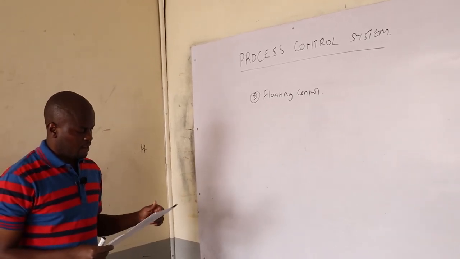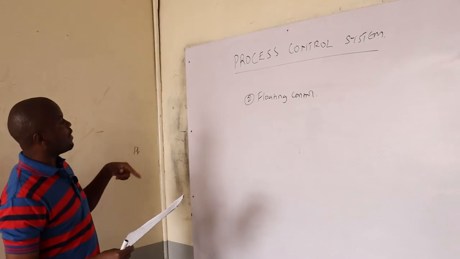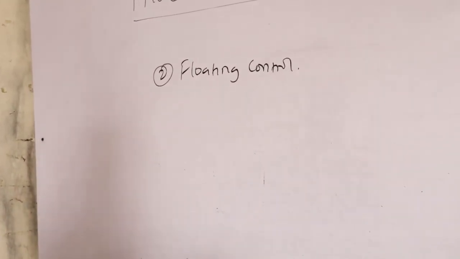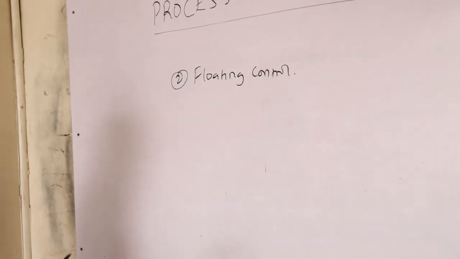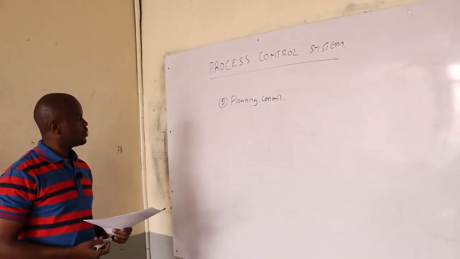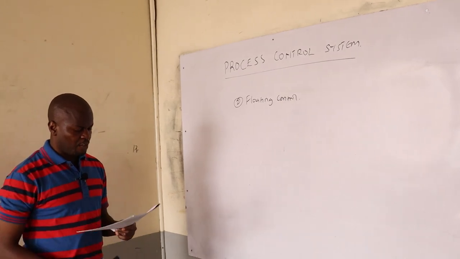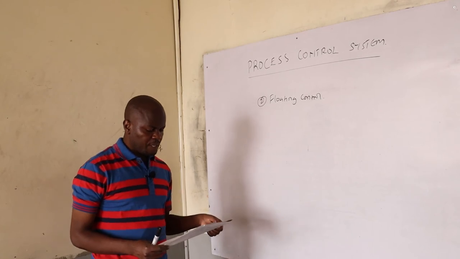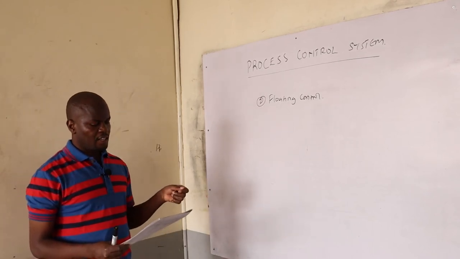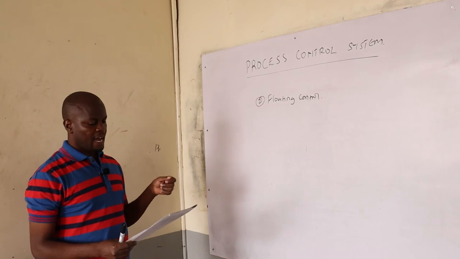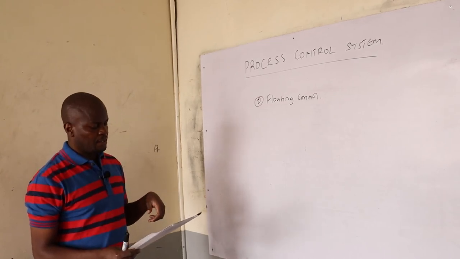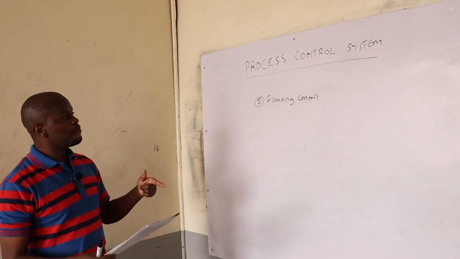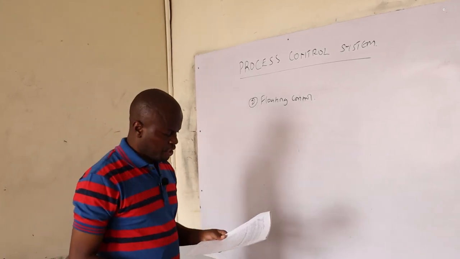But when the control variable goes outside the neutral zone, the final control element changes at a constant rate, and this is always in the direction determined by the sign of the error. In this case, the final control element will continue to change until the error returns to the neutral zone, or until the final control element reaches one of its extreme positions, that is, it is either fully open or fully shut.